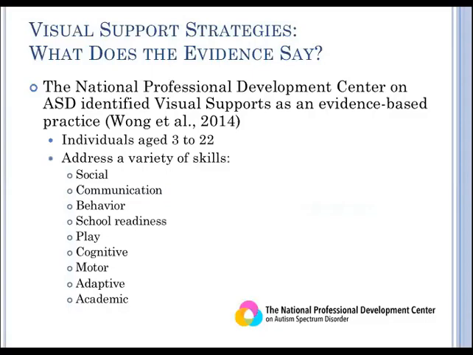In terms of the research, what they found is that we have evidence for individuals aged 3 to 22 that says visual support strategies are evidence-based, they're effective to address a variety of skills. So as you see on your screen, I have a whole list of skills that have been addressed with visual support strategies where we have sufficient evidence to say it's an evidence-based practice. So social communication, behavior skills, all the way up to adaptive skills or daily living skills, academic skills, play skills, and so on.